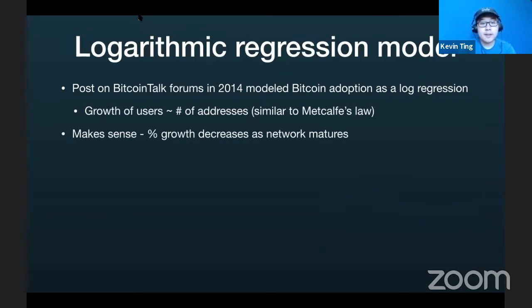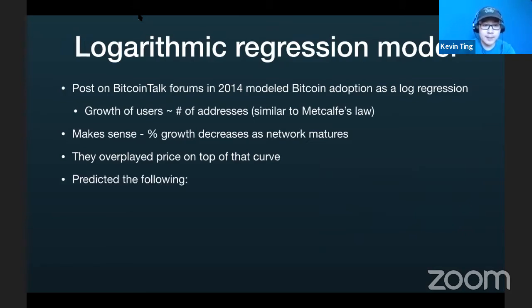And it makes sense, right? Because log regressions slow down as time goes on. It makes sense because the percentage growth decreases as the network matures. And what they did is, I wrote that wrong, it's not overplayed. They overlaid the daily weighted price of Bitcoin on top of that curve. And that predicted the following.